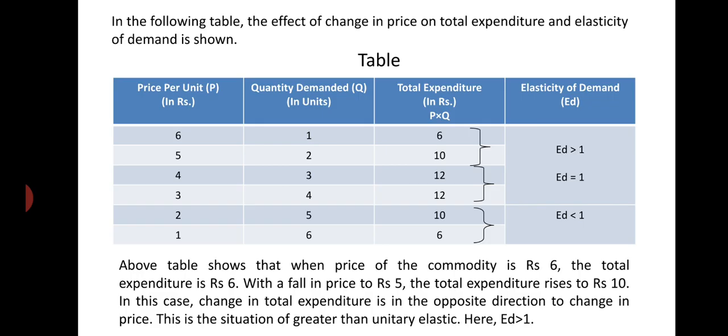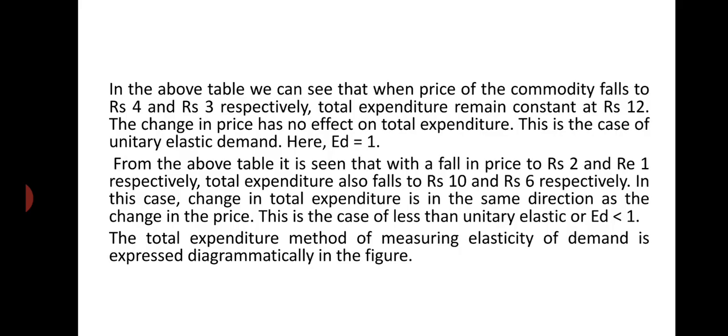The above table shows that when the price of the commodity is 6 rupees, the total expenditure is 6 rupees. With a fall in price to 5 rupees, total expenditure rises to 10 rupees. In this case, total expenditure changes in the opposite direction to the change in price. This is the situation of greater than unitary elastic demand. Here ED is greater than 1.